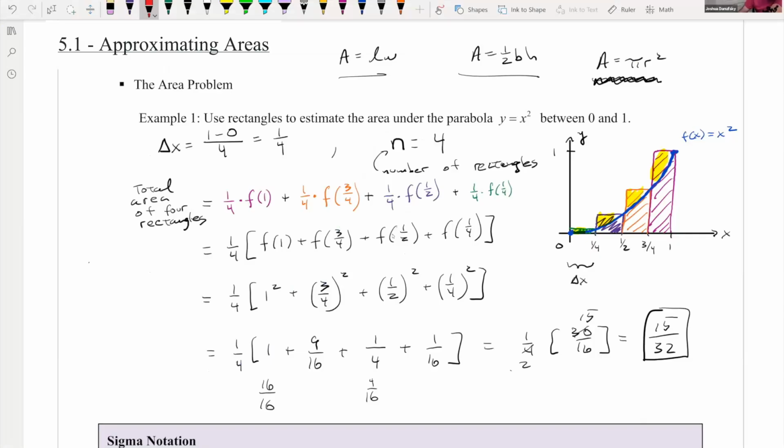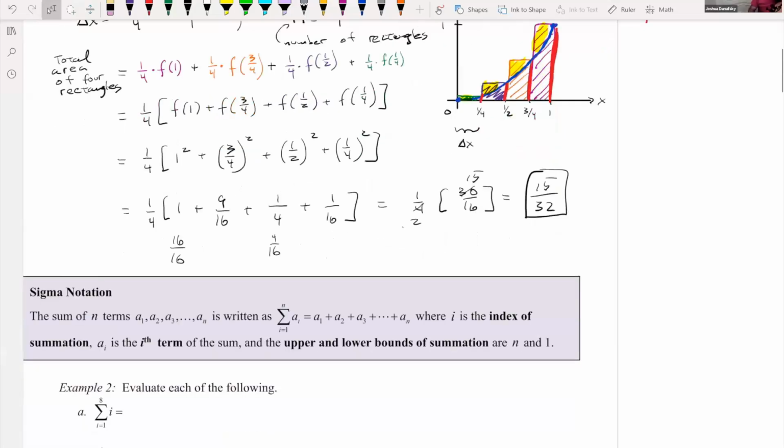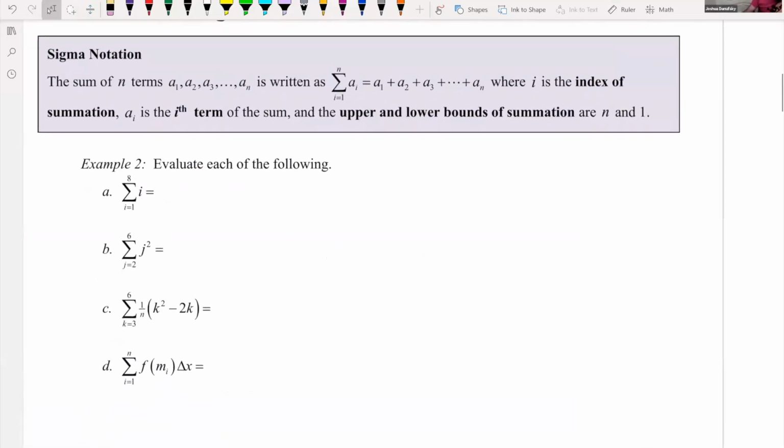Now, the rest of this section is going to give us a way to add up lots and lots of rectangles in a very efficient way. In order to get to where we're headed, we need to get comfortable with sigma notation, also called summation notation. So this big Greek letter is a capital sigma, and it means add up a bunch of stuff that comes after it.